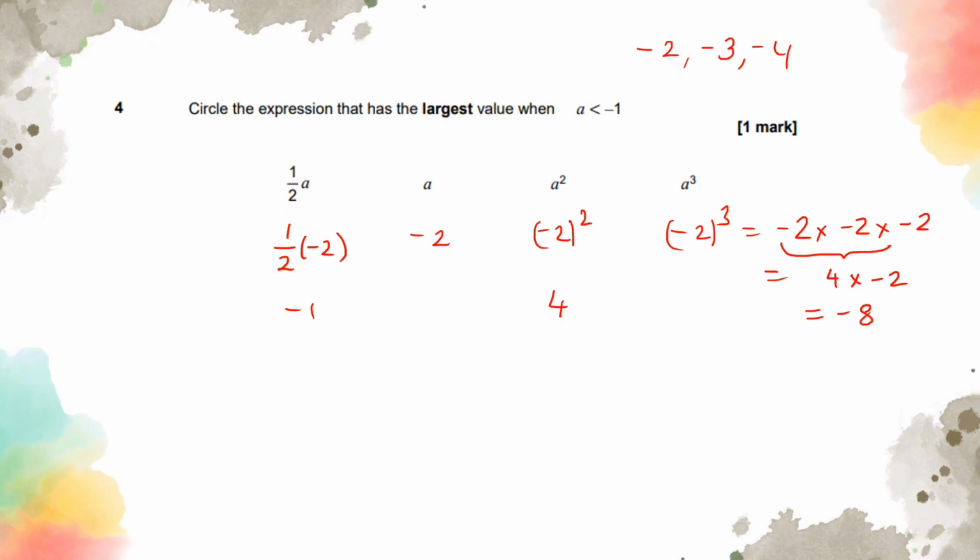Okay, so the largest value for this question is going to be 4, because -2, -1, -8, they are smaller than 4. This would mean that this option is going to be the largest value when a is less than -1. So this is how you get full marks from this question.